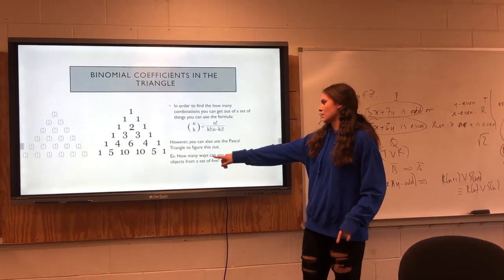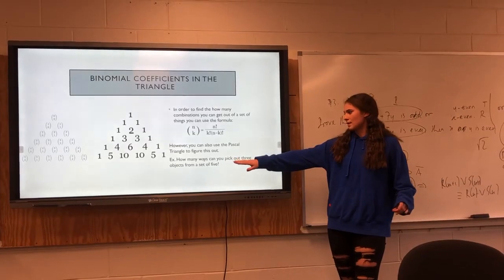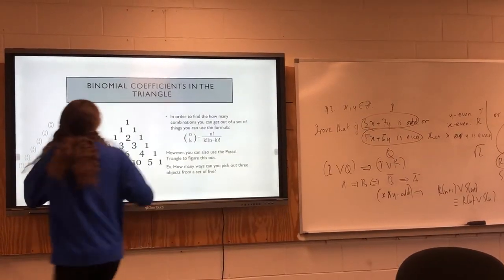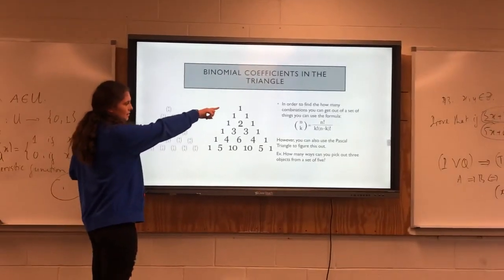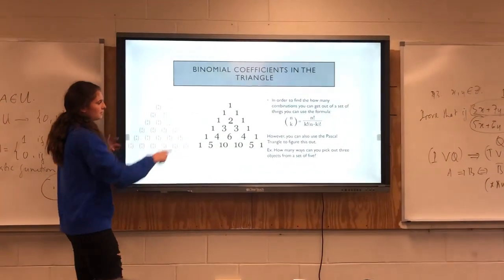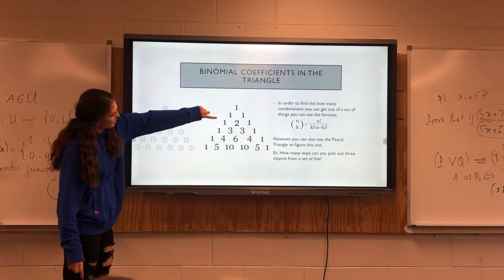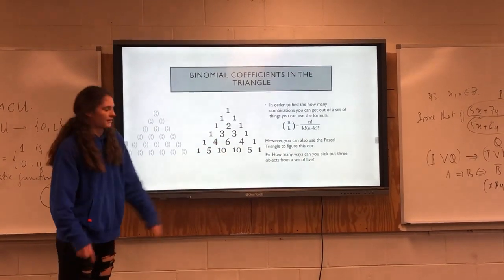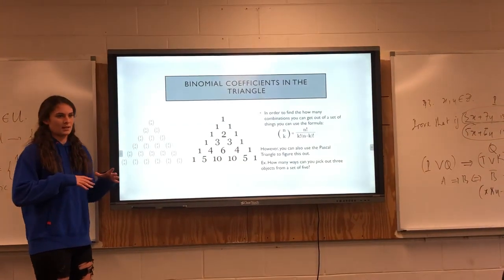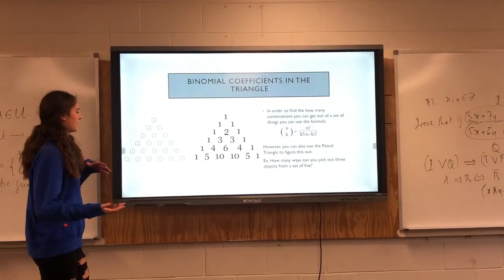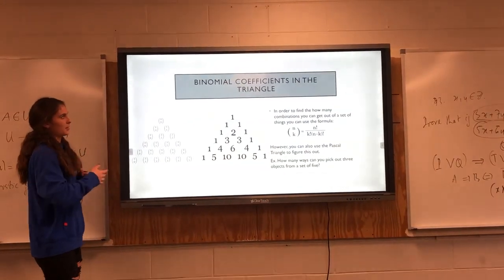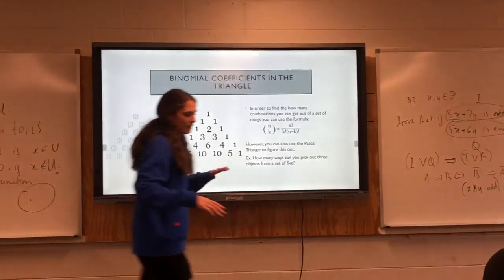But you can also go to the triangle. If you want to find out how many ways you can pick 3 objects from a set of 5, the top row is the 0 row, then first row, second row, third. So 1, 2, 3, 4, 5, and then you go 3 over: 1, 2, 3. So you have 10 different ways to pick 3 objects from a set of 5, and that's shown here as 5 choose 3. That's how you can see the binomial coefficients within the triangle.